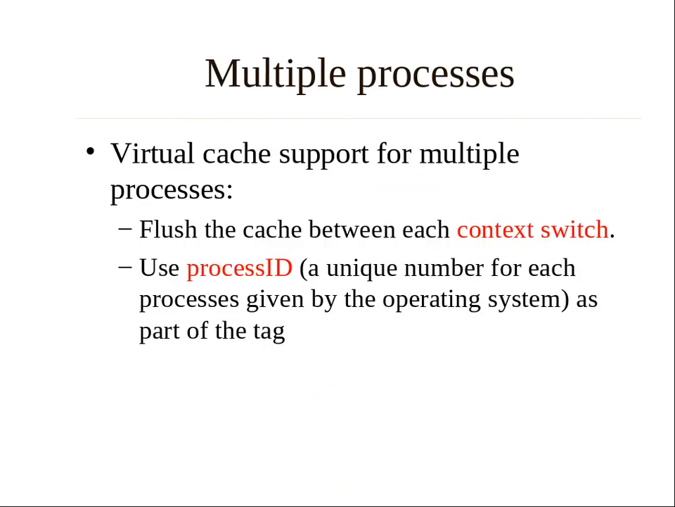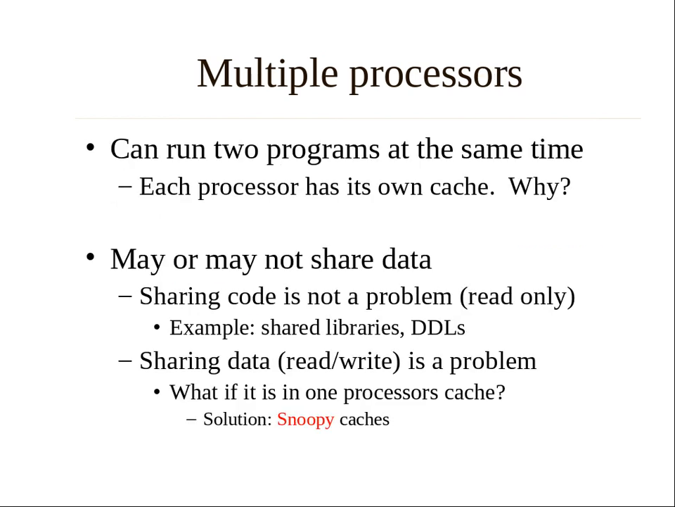So how do we do multiple processes? Well, virtual caches support multiple processes. Basically, every time you do a context switch, you can either flush the cache, aka clearing out the translation lookaside buffer, and it'll be populated as necessary, or you can put in process IDs if you want.